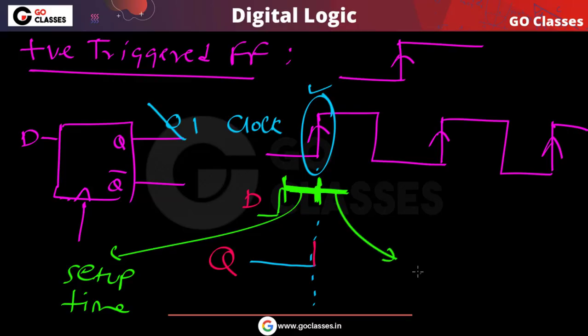For some time, this input D must be held constant. So this input D must be constant before this rising edge and after this rising edge. Now you can notice that after this rising edge, the minimum time for which you must keep this input constant is called hold time. That is called hold time.